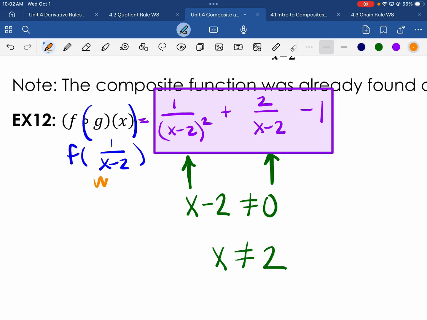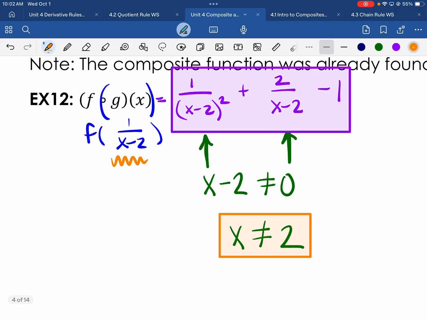Then I got to look at the inside function. Do you have another domain restriction? Yes, kind of, but it's the same. It's still a fraction, but you're going to get that same domain restriction. So this is the only domain restriction that I have on that example. X can't be 2. And it doesn't specify, but in interval notation, I would go from negative infinity all the way to 2, and then 2 to infinity.